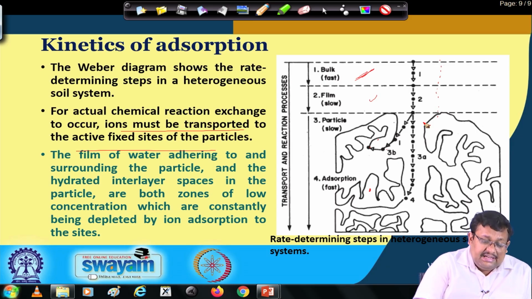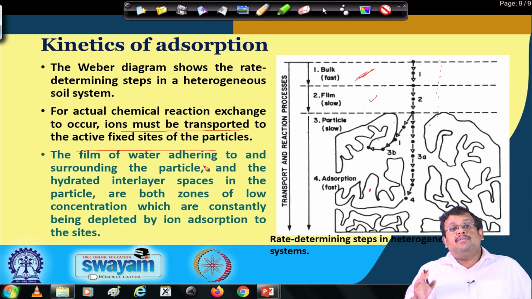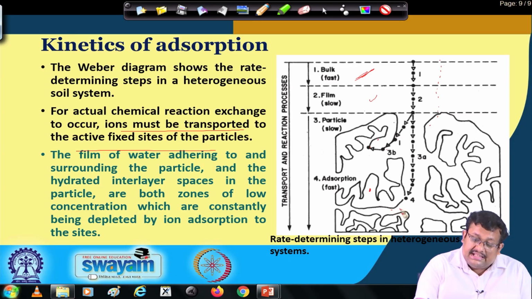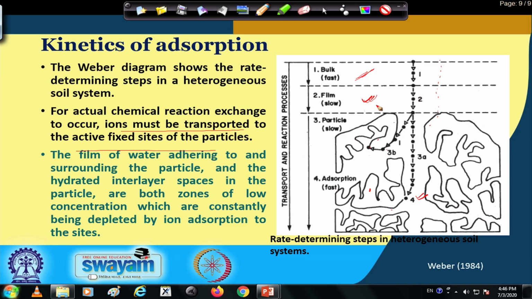Now, remember that the film of water adhering to and surrounding the particles and the hydrated interlayer space in the particle are both zones of low concentration, which are constantly being depleted by ion adsorption to the sites. So, here if these are the active sites for ion adsorption, obviously these ions are coming from the interparticle hydrated interlayer space of the particles, or from this thin film of water adhering to the particle.